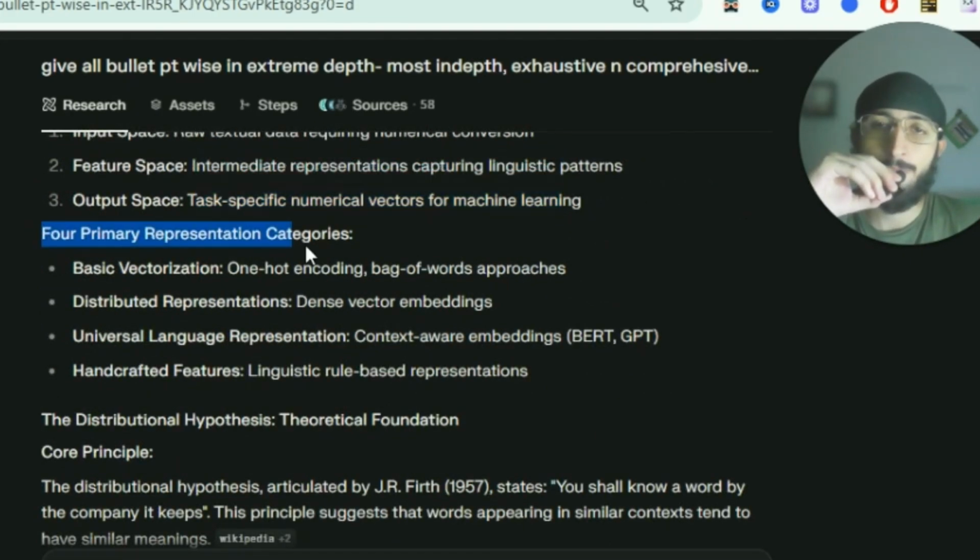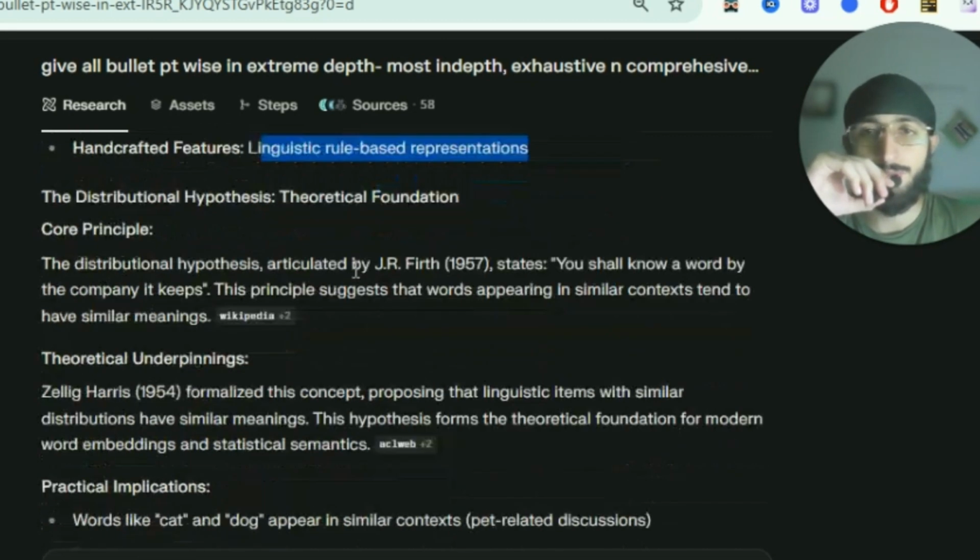We have four primary representation categories. First is basic vectorization using one-hot encoding and bag of words approaches. Then distributed representations using dense vector embeddings. Then universal language representation, context-aware embeddings like BERT and GPT, and handcrafted features, which are linguistic rule-based representations.